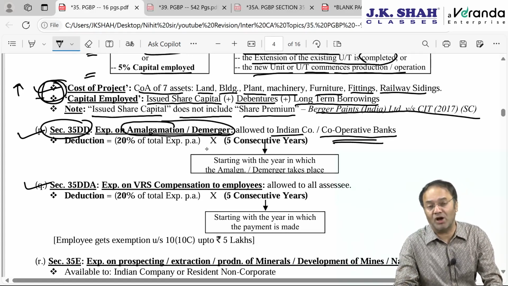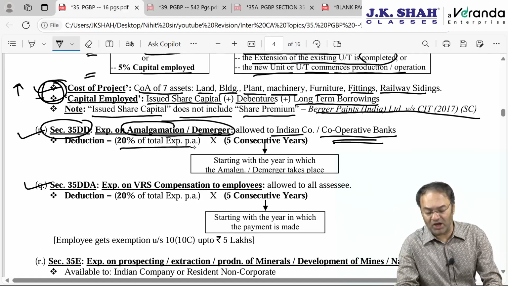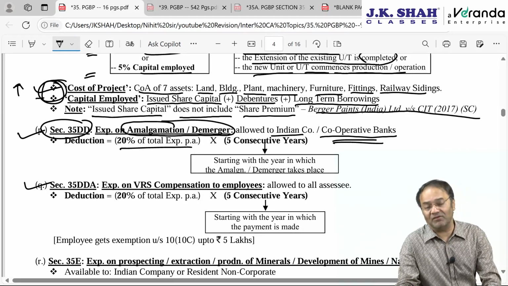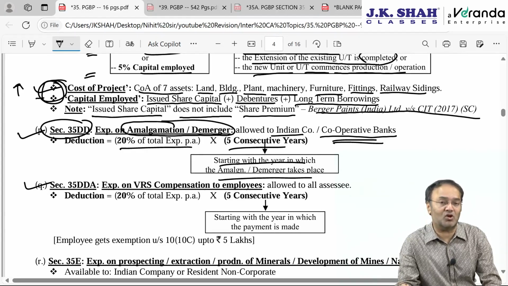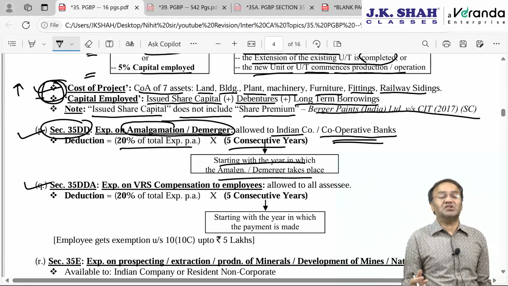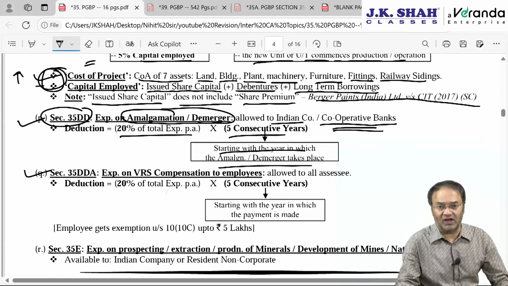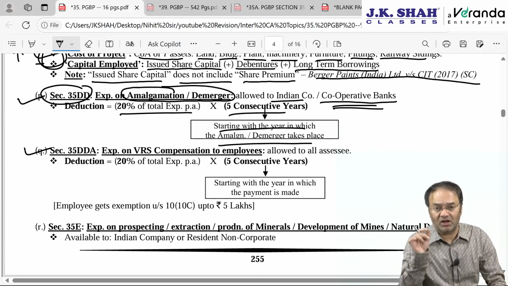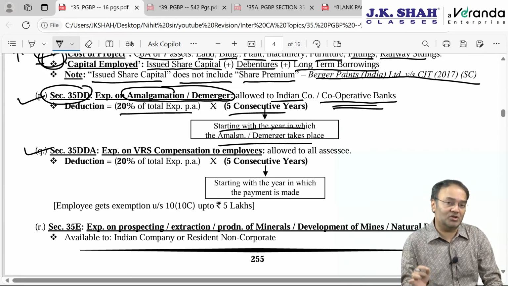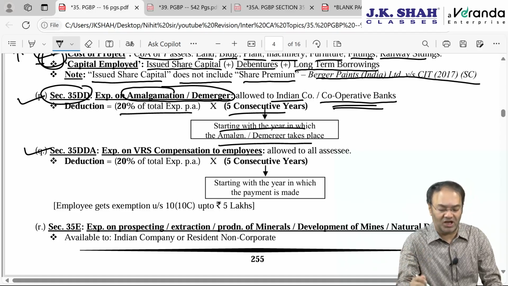They can claim deduction. How much? Again the same 20% per annum of the total of such expenditure on amalgamation or demerger, over 5 years. Starting with which year? Starting with the year of amalgamation, or the year in which demerger takes place. How to find out in which year amalgamation has taken place? Answer, the High Court will certify. High Court permission is required. The moment the High Court certifies it, in its order, the High Court will mention the date of amalgamation, starting with the year in which that date falls.